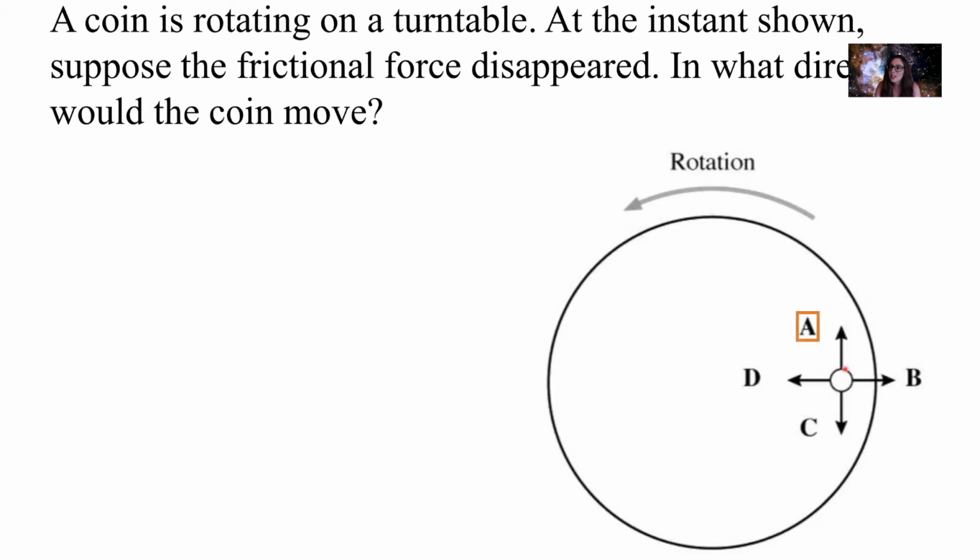It would continue to move in the direction of the velocity vector. If we suddenly turn off friction, there's nothing to keep that coin continuing around the circle, and it's just going to move off in the direction of its linear velocity at that very instant. So if we suddenly turned off friction, this coin would go flying off in this direction, and it would continue without stopping until it encounters another force or another object to stop it.